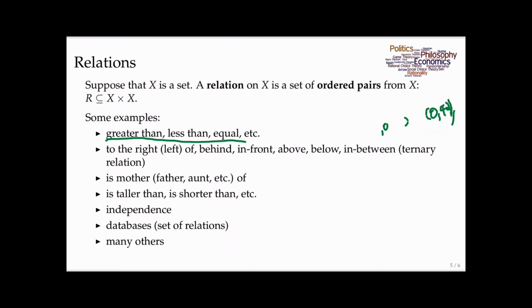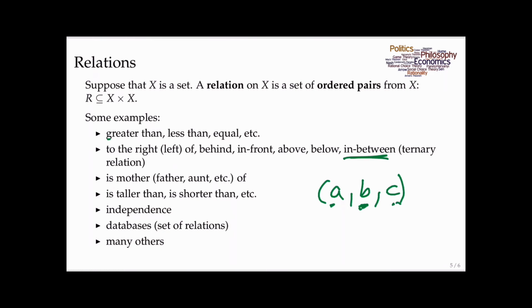Other examples of relations that naturally occur might be, think of the set of people, and then you talk about one person being to the right of or to the left of somebody else, or somebody standing behind somebody else, or standing in front of somebody else, or being below somebody else. An interesting one is in between. So this is actually a ternary relation. It's a relation that connects 3 objects, so A, B, and C. And we will say they are related if B is in between A and C. So B is to the right of A and to the left of C.